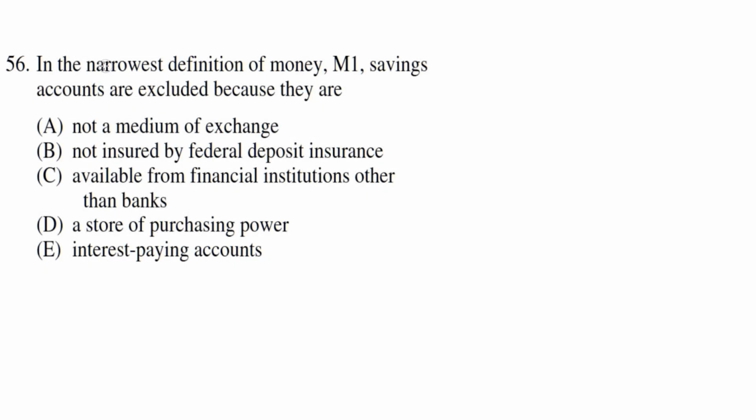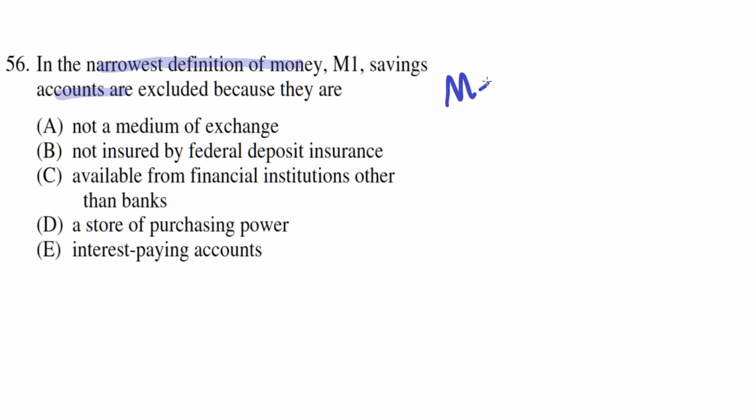In the narrowest definition of money, M1, savings accounts are excluded because they are blank. So in this question, we're asked to explain why savings accounts are excluded from the M1 definition of money. To begin with, let's highlight three characteristics of money.